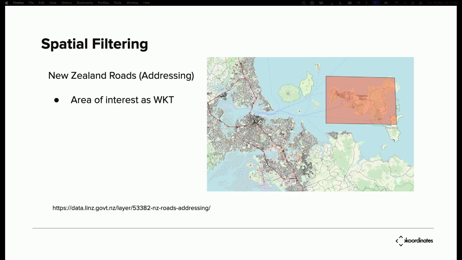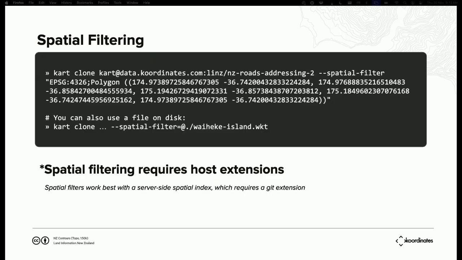So if we can grab our area of interest as a polygon, well-known text, or I think we even handle other formats, well-known binary hex or whatever, we can pass that along to Kart and say, actually, I only care about Waiheke Island. So that's a fun command line. I definitely typed that all by hand.